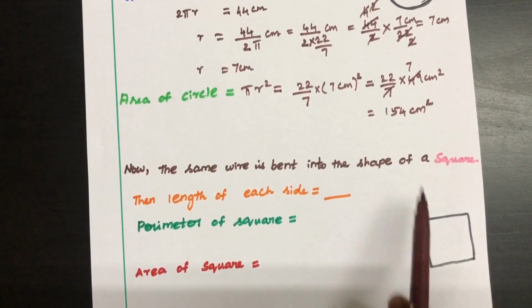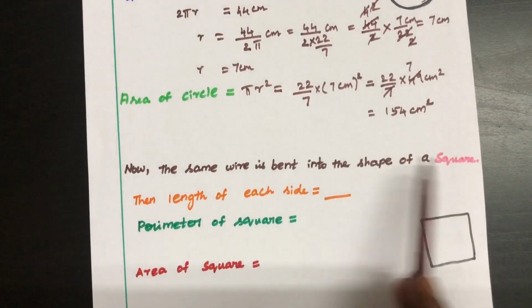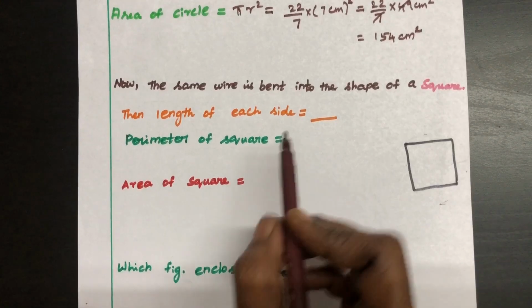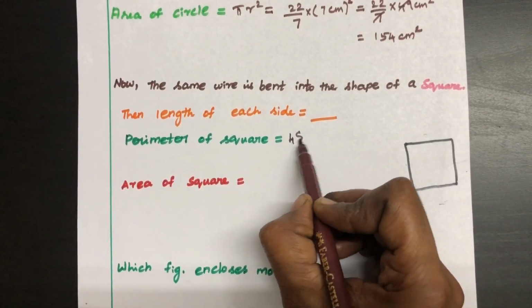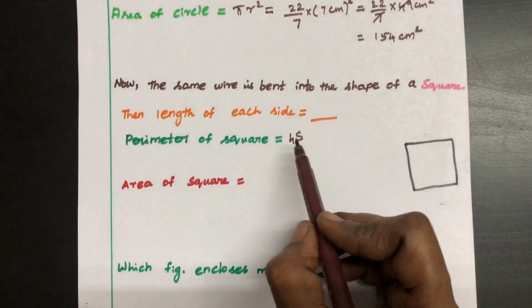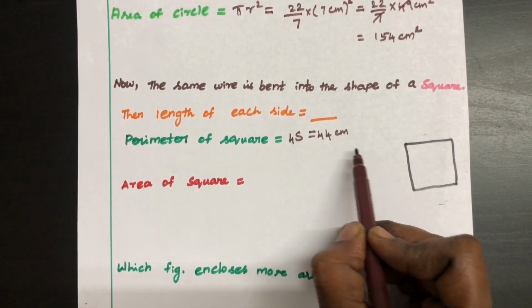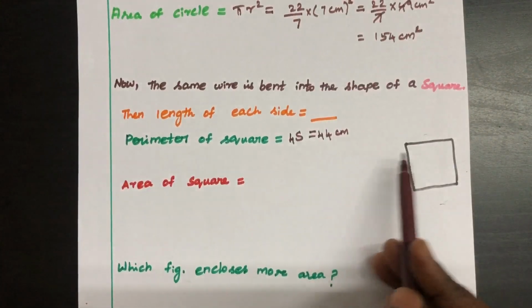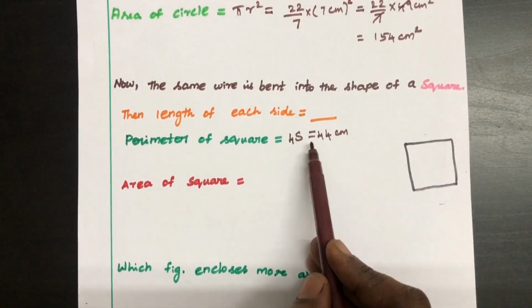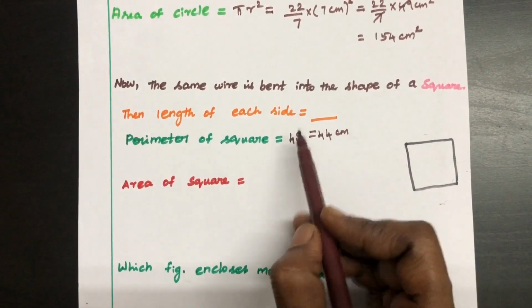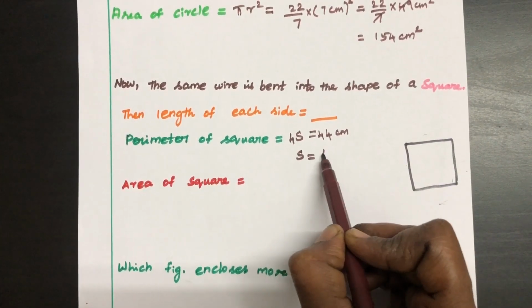Just listen carefully. The same wire, a 44 centimeter length of wire, is bent into the shape of a square. Then find the length of each side and the perimeter of the square. It's very easy. The perimeter of a square formula is 4s. Since the same 44 centimeter wire was used to make the circle and the square, the length of the boundary must be 44 centimeter in both cases. From this we can find what s is.